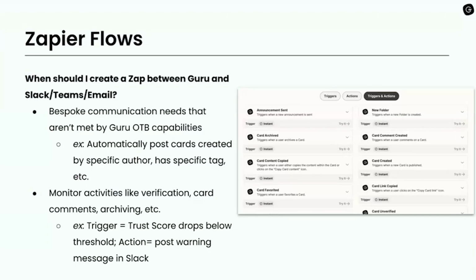Maybe you want to monitor activities like verification or card comments or archiving activities. You can set up a Zap really easily that lets you know when the trust score of a collection has dropped below a certain threshold. So we recommend keeping your trust score above 80%. You can set up an alert that fires, and I'll show an example of that.